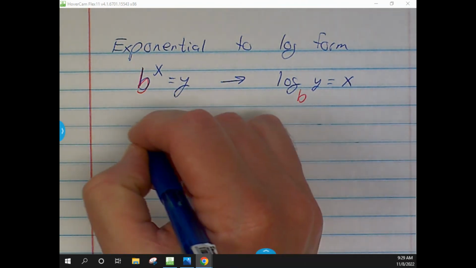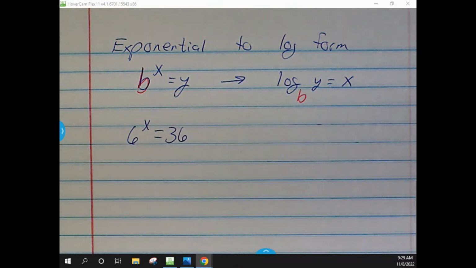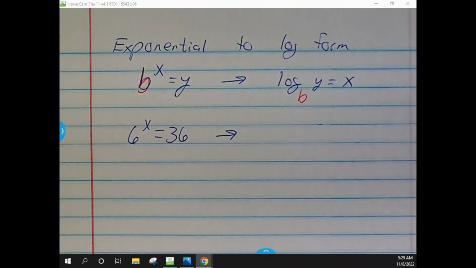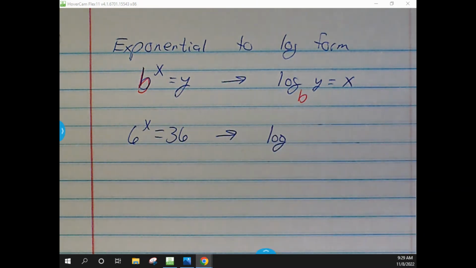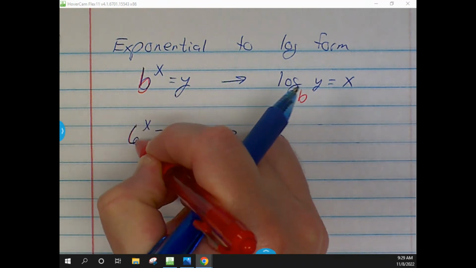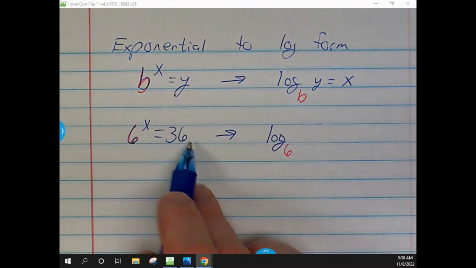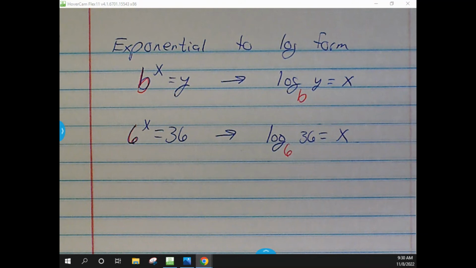All right, so let's give you something that's got some actual numbers on here. Let's say we're doing 6 to the x power equals 36. And they ask you to rewrite it in log form, which again means you have to have the word log in there. Okay, so over here, what is your base? It's 6, so the 6 will go there. And then you just basically swap these two numbers. The 36 will go over here, and the x goes over there.